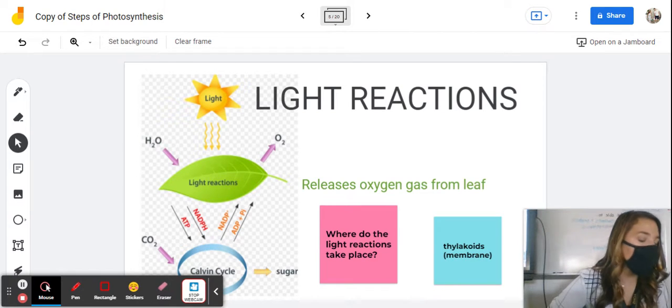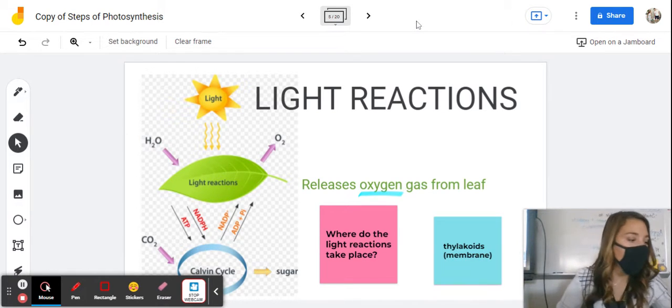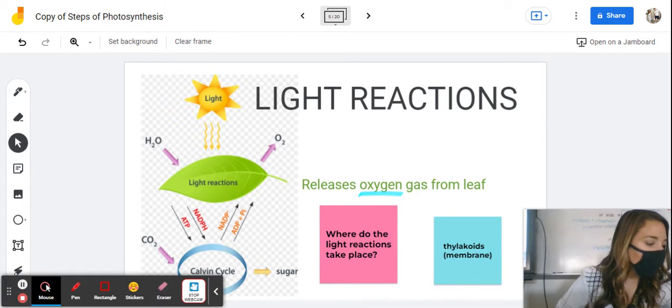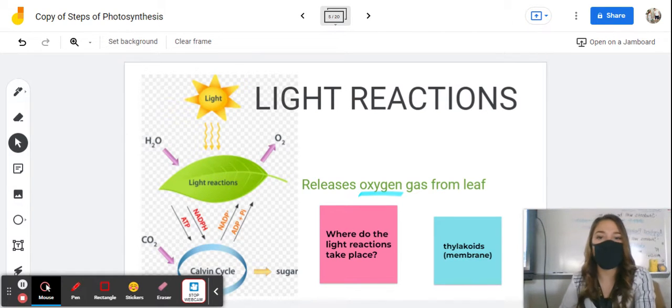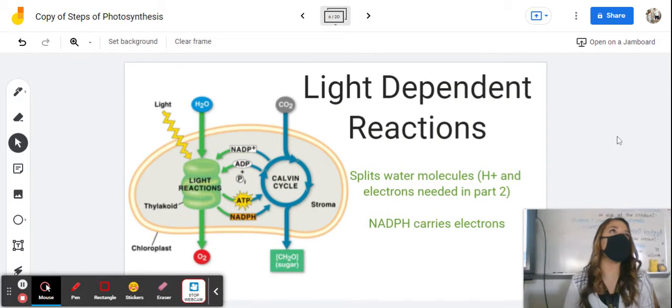Excellent. There it is right there. We're making oxygen. Okay. So we know we're in the thylakoids. Let's look at this one more time. Go to slide 6. Slide 6 says, again, people, light reactions, light-dependent reactions, same thing.